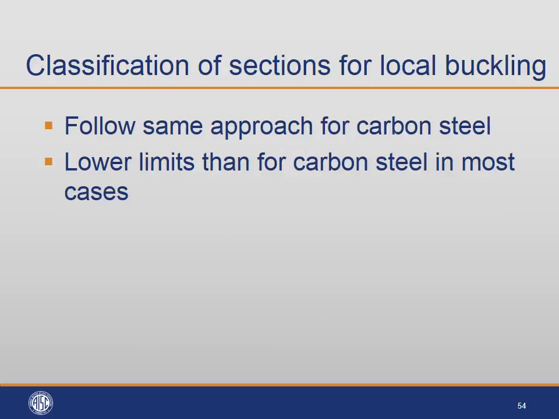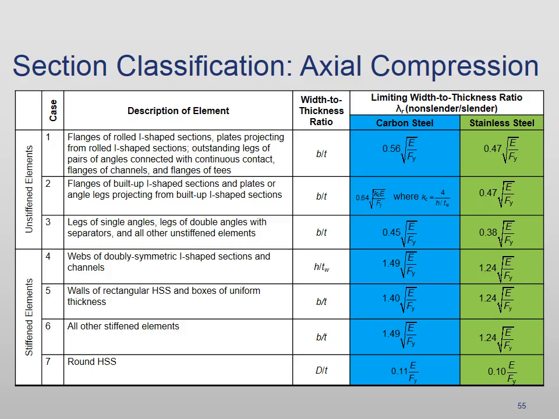So, classification of sections for local buckling. As I just said, same approach for carbon steel, lower limits generally. And on this table, I have tabulated carbon steel next to stainless steel. So let's look at a couple of them. This top one, so these are unstiffened elements, so they're flanges of rolled I-shaped sections. Carbon steel limit 0.56 root E over Fy, stainless steel 0.47.